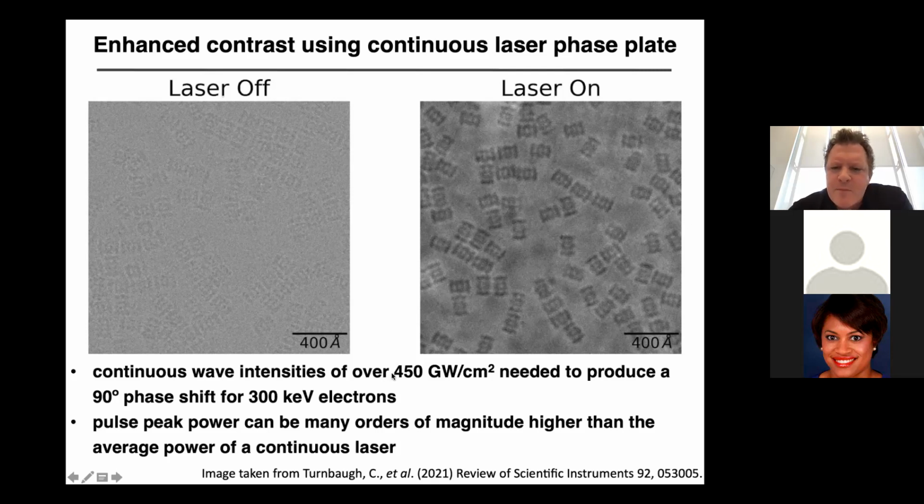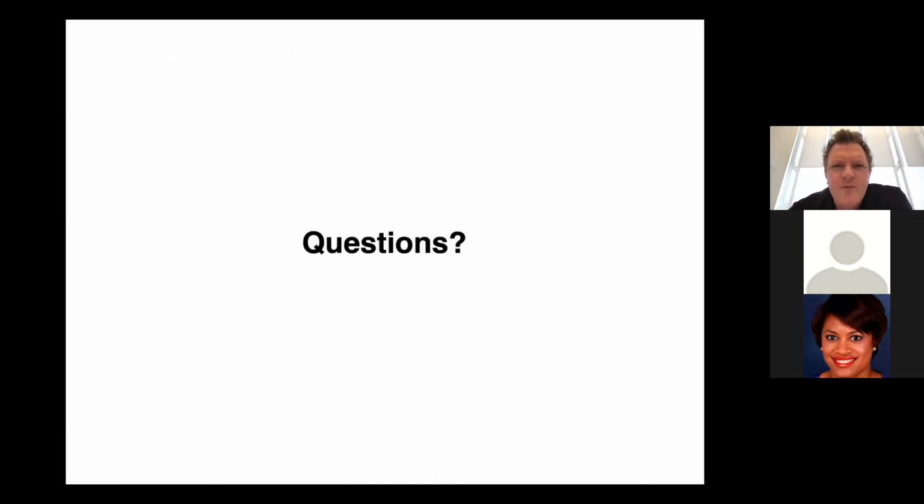What is hard about this approach is that you need a very high fluence in order to achieve that 90 degrees phase shift you would like. And we're hoping that the pulse peak power of a pulsed ultrafast laser, which can be many orders of magnitude higher than the average power of a continuous laser, would make this more feasible and perhaps have fewer artifacts in the resulting image. And so that's really it from me.